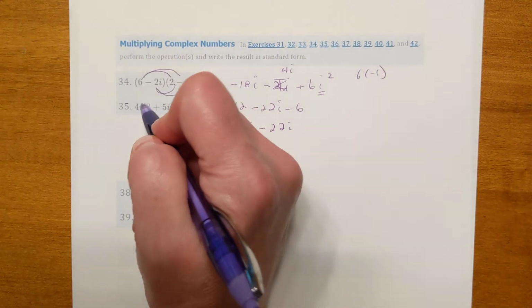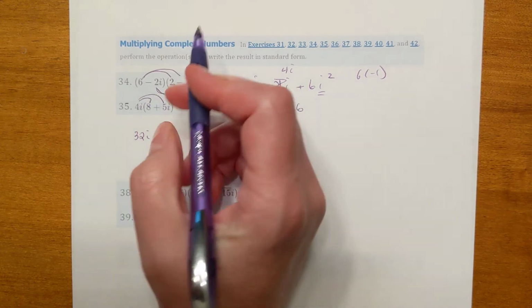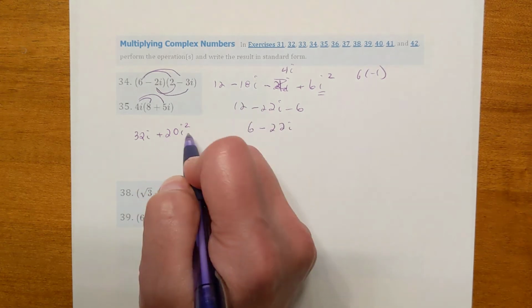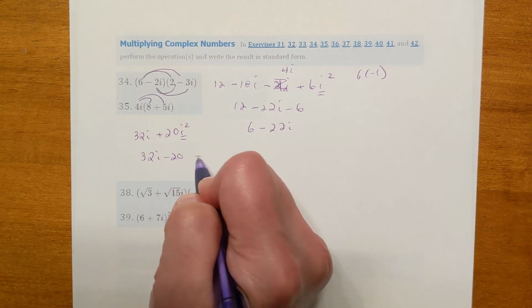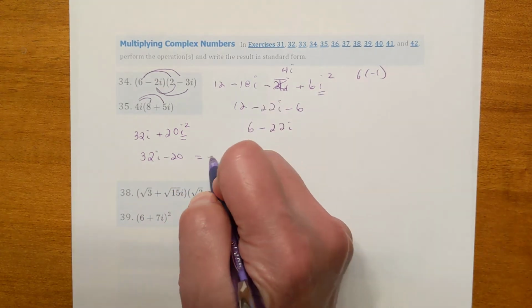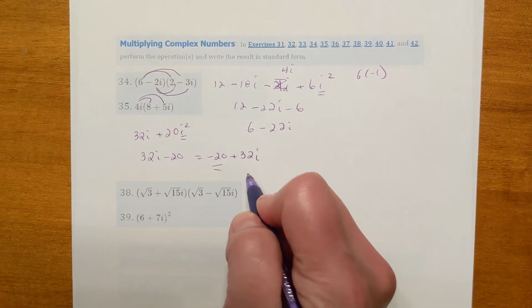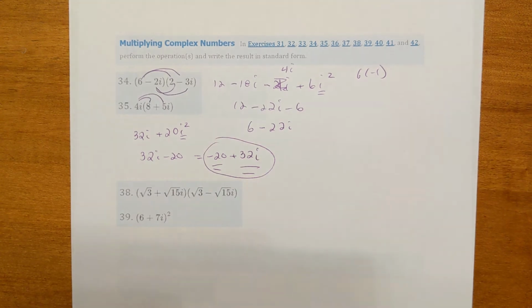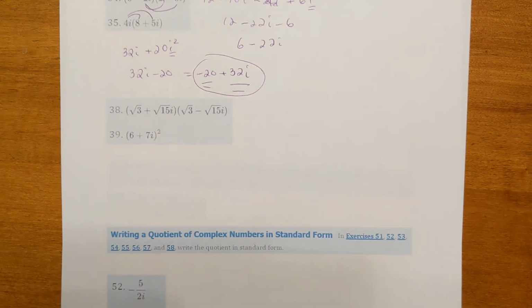Okay, next one. 4i times 8 is 32i, and then 4i times 5i is plus 20i squared, and that i squared is negative 1, so it's 32i minus 20. So technically, by the definition of how you write things in standard form, you're supposed to put the number first and then the i. So this would be the standard form of it. Negative 20 plus 32i. And again, your calculator would have done that too.